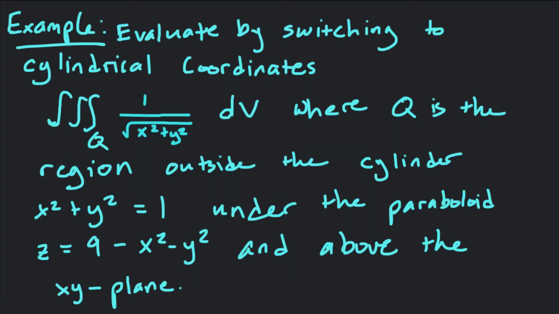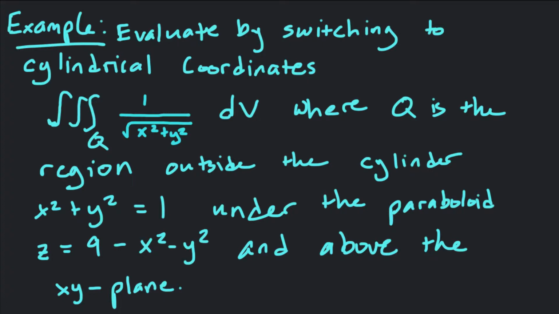Evaluate by switching to cylindrical coordinates. We have the triple integral over some solid region Q, 1 over the square root of x squared plus y squared dV, where Q is the region outside the cylinder x squared plus y squared equals 1, under the paraboloid z equals 9 minus x squared minus y squared, and above the xy plane. All right, so this is going to be a triple integral. We switch to cylindrical coordinates. We've got to figure out the bounds for this solid region Q.